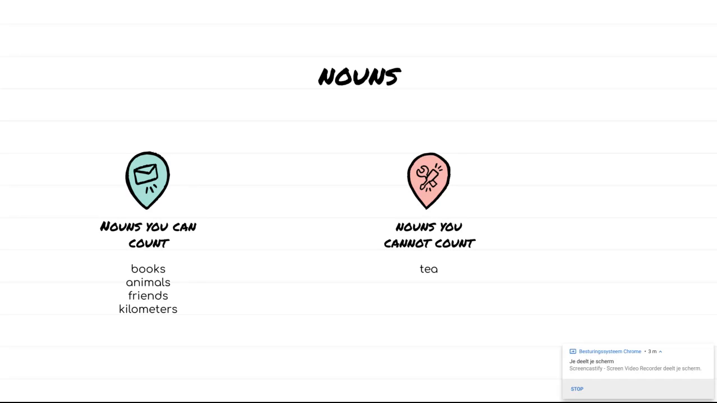Nouns you cannot count. For example, tea. You can't say, I drink 2 tea. It's not possible. Water. I drink 7 water every day. You can't say that. Money. Can you count money? Yeah, you can count coins and your banknotes, but not money. You can't say, I get 7 pocket money every week. You can't say that. You can't count it.